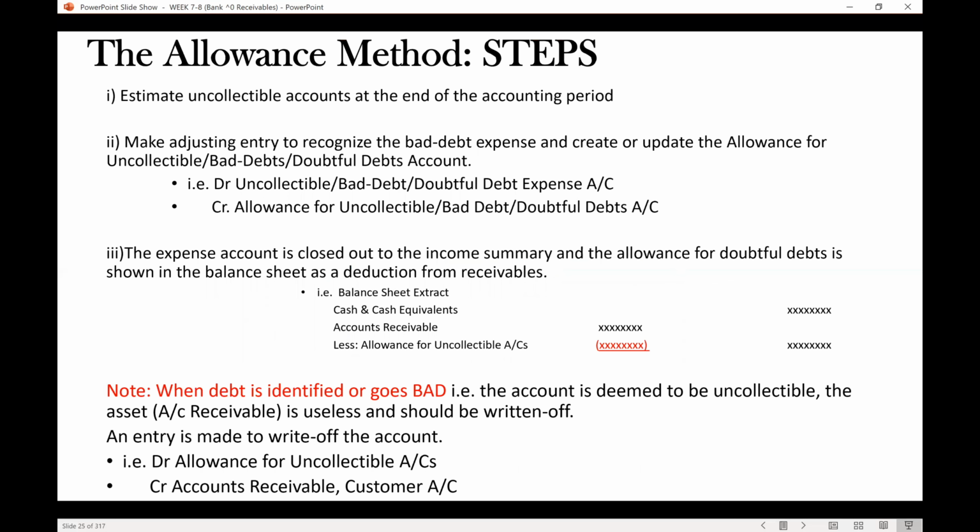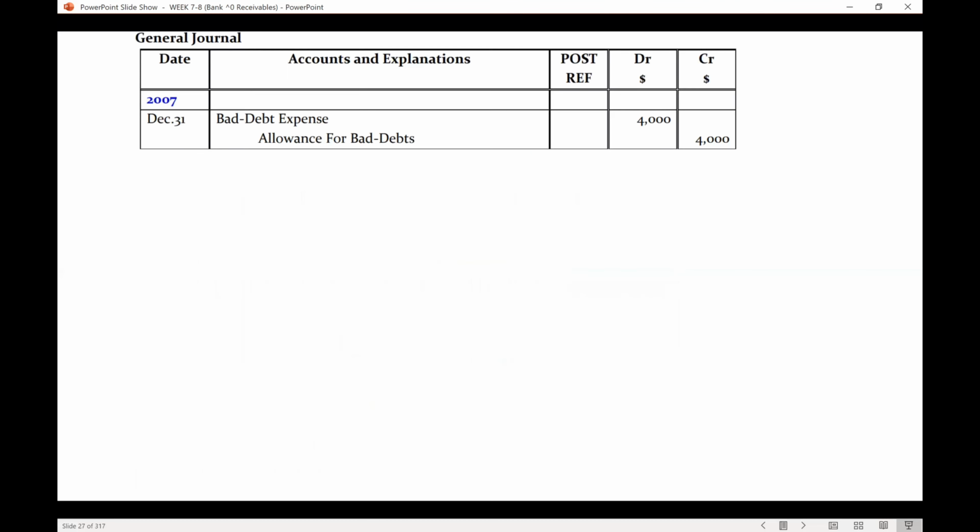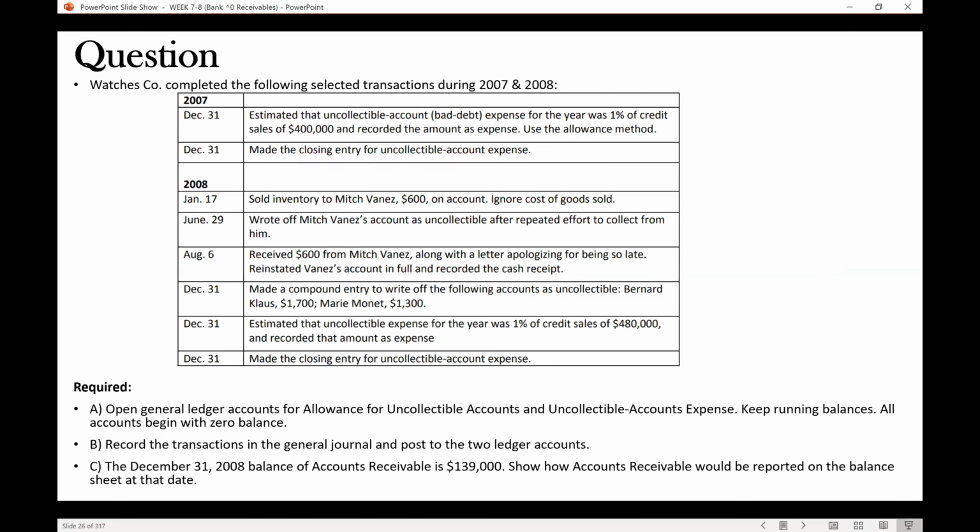So looking back at the steps, we are supposed to what? Estimate the uncollectible for the end of the period. And the end of this period, we're at December 31st, right? And how are we going to estimate? It said that the estimate for the year should be 1% of sales. And remember, check our prior video. How can we make this estimate? Either as a percentage of sales or by the aging of the accounts receivable.